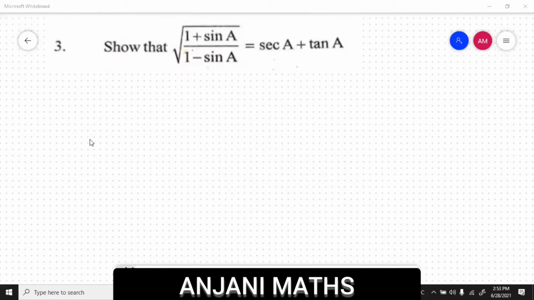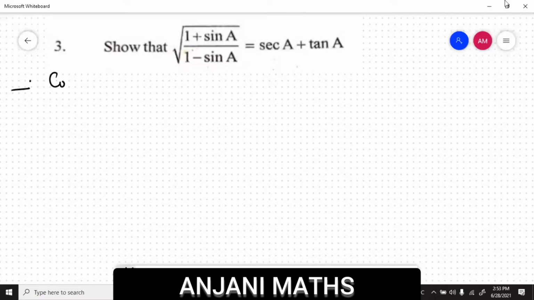So we start this session with the problem. Show that square root of (1 plus sin A) by (1 minus sin A) equal to secant A plus tan A. So these problems are very easy, isn't it? Showing problem. Okay, show that.